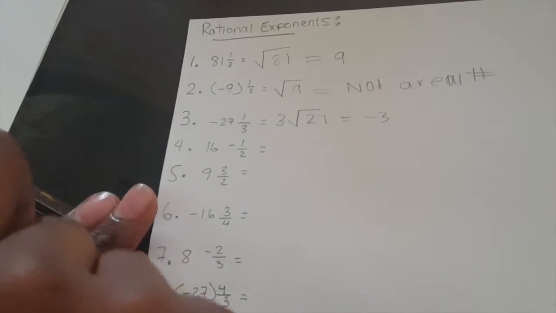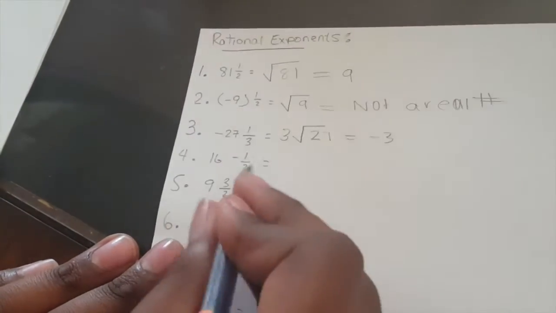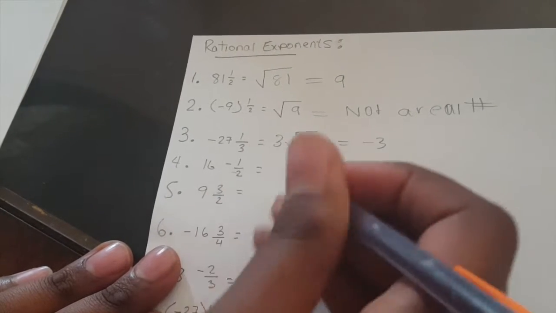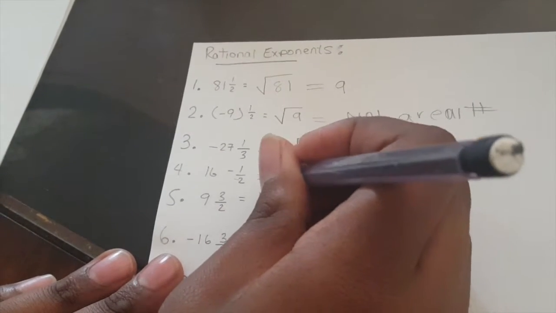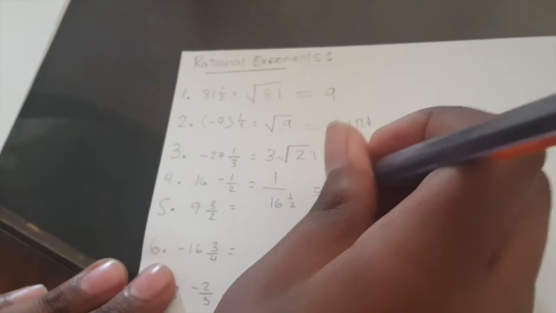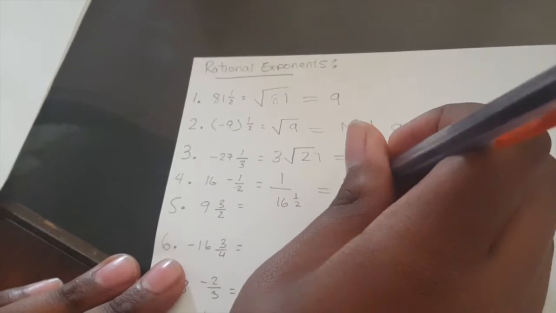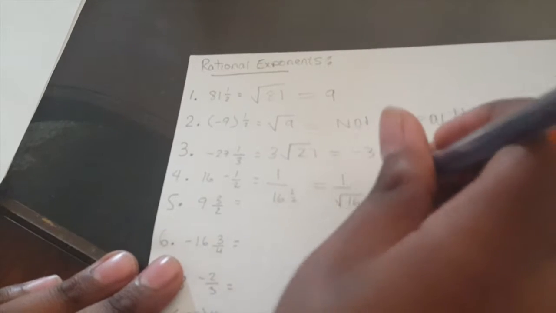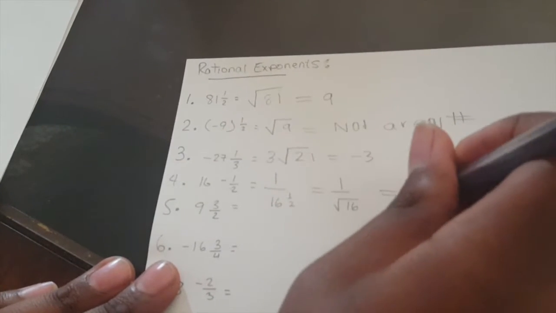To solve number 4, since there's a negative sign right in front of the exponent, you would go 1 over 16 to positive 1/2, and that would be equal to 1 over the square root of 16, which is 4. So 1 over 4 is the final solution.